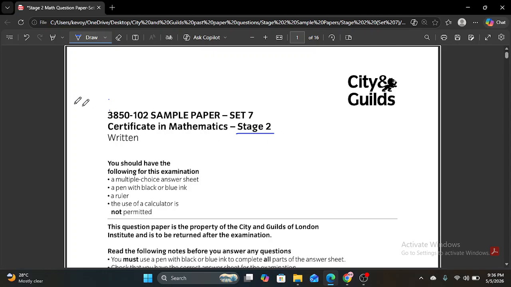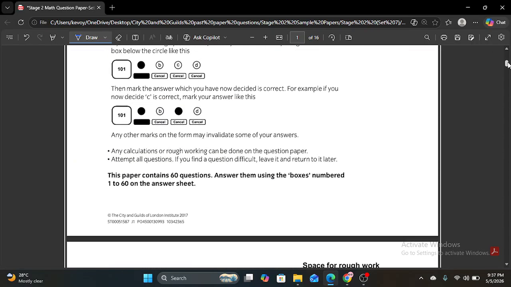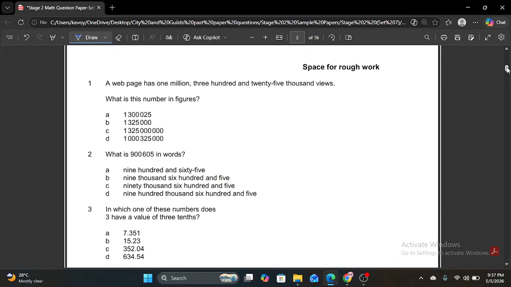So this is sample paper set 7. These are basically like past paper questions, so you can use these sample papers to help prepare you for City and Guilds. We'll be looking at Stage 2, and moving forward, we'll look at more sample papers to help prepare students so that they can do more questions and pass their City and Guilds exams.